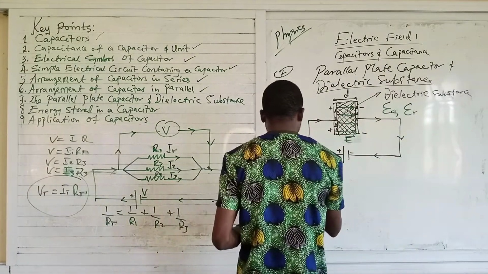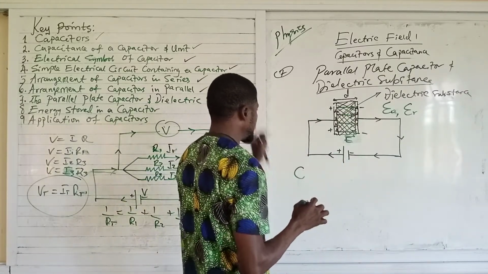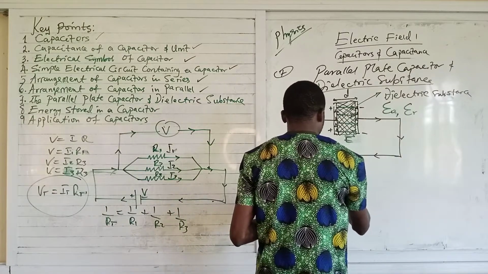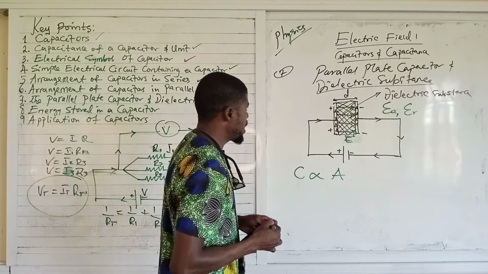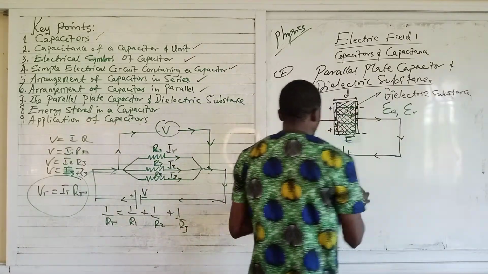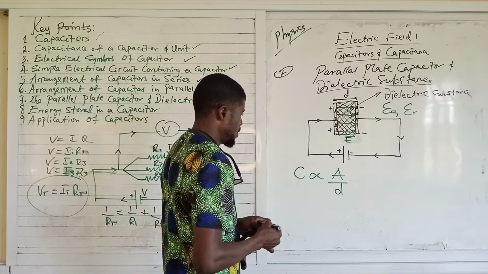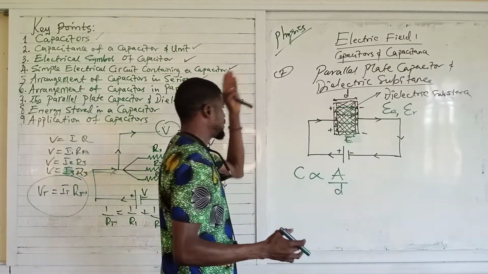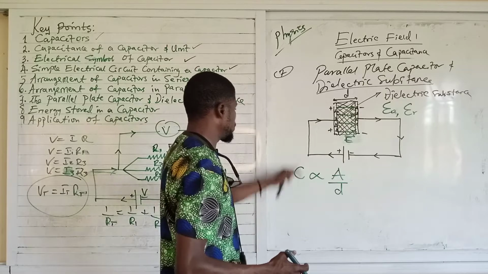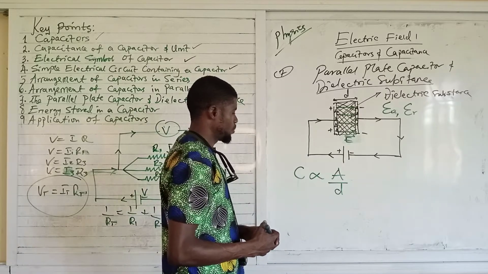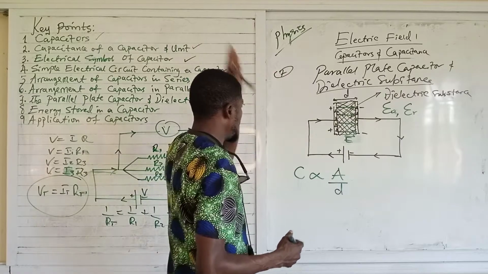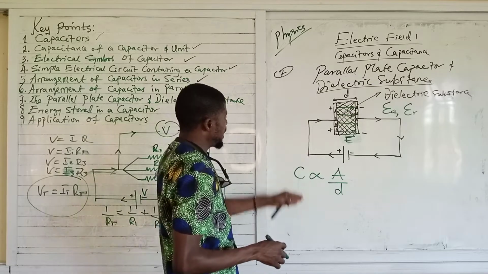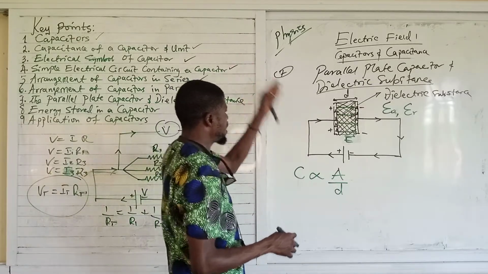So we write that the capacitance C of a parallel plate capacitor is directly proportional to the area and inversely proportional to the distance between the plates. What does this mean? It means that the increase in the area of the plate will increase the capacitance of a parallel plate capacitor. And the decrease in the distance will also cause the increase in the capacitance of a parallel plate capacitor.